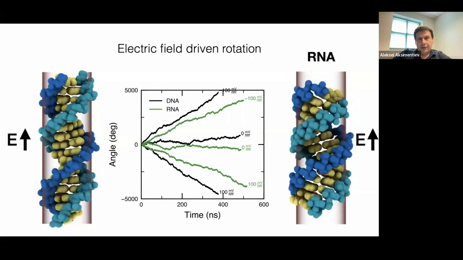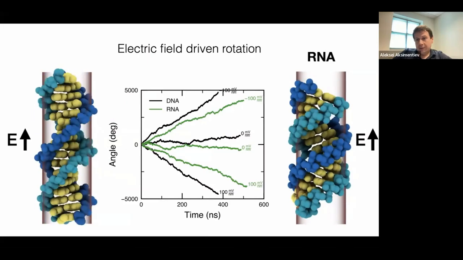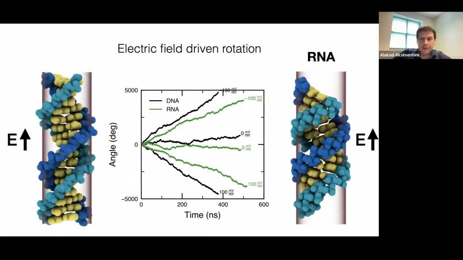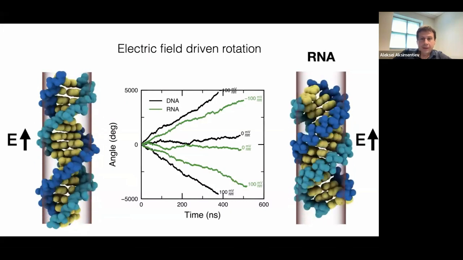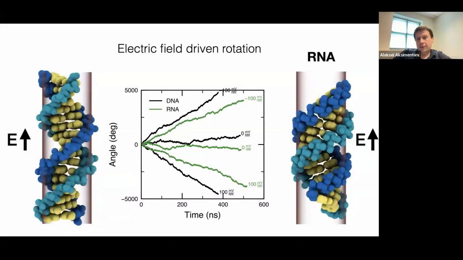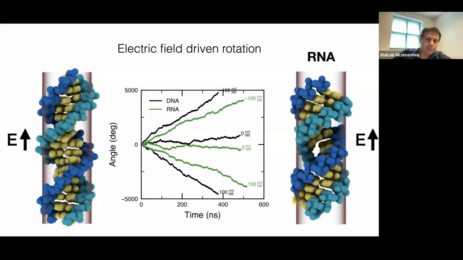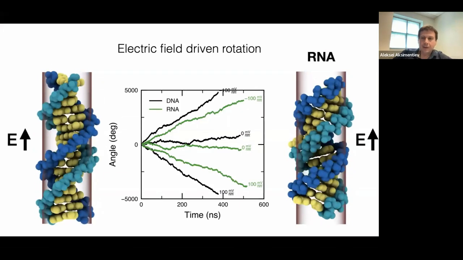What else is helical there? RNA molecules are also helical. So we tried to see if RNA would make an electric motor, and it does. Although it spins with a different speed, it actually spins slower than the DNA molecule.